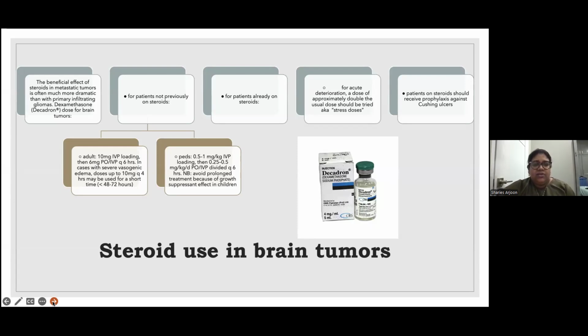In the pediatric population, the regimen is as on the slide. For patients already on steroids, for acute deterioration, a dose of approximately double the usual dose should be tried, and this is known as the stress dose. And patients on steroids, of course, should receive prophylaxis against Cushing ulcers.